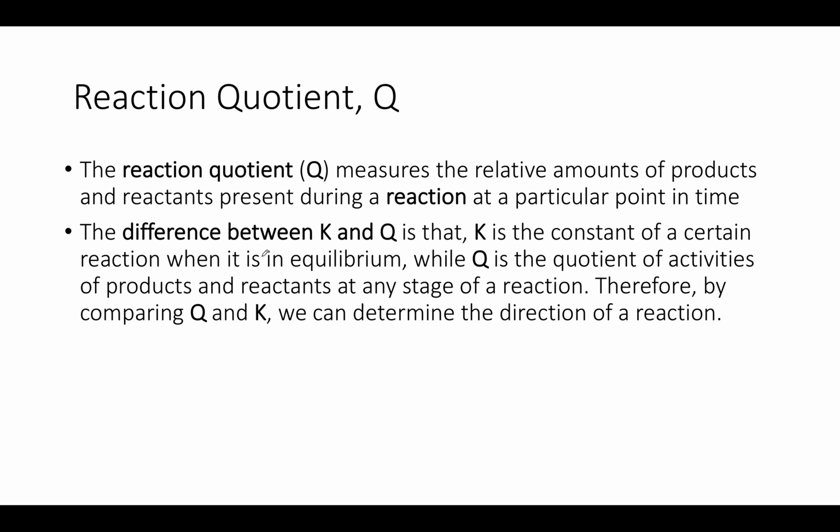Now, there is one more part of chemical equilibrium, and that's the reaction quotient Q. Q measures the amount of products and reactants present at a point in time in the reaction. A lot of students get confused between K and Q. The difference is that K is a constant. It doesn't change, while Q changes depending on the concentration of the reactants. So by comparing Q and K, we can determine the direction of a reaction.